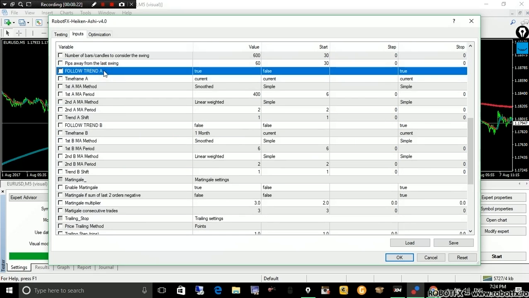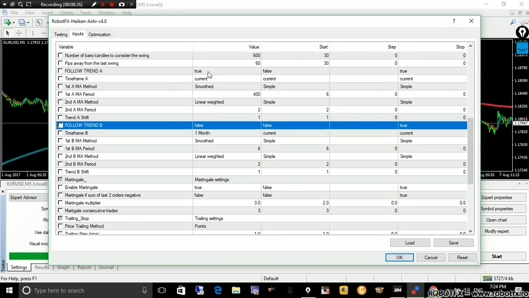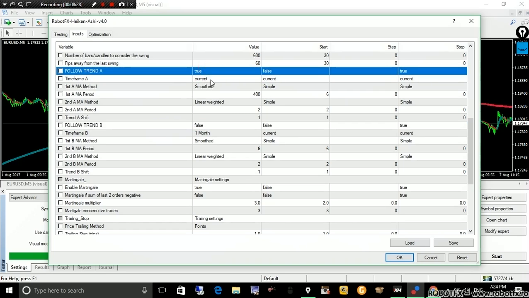I'm using the trend detector. I follow the trend, one trend, not both of them. Trend B is set to false. I follow trend A, which is set on the current chart, and it's also given by the Heiken Ashi indicator.